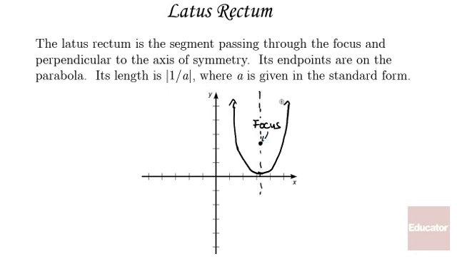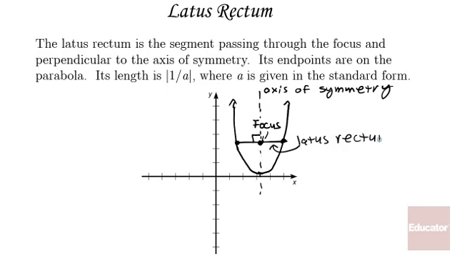So this passes through the focus and is perpendicular to the axis of symmetry. So this is the focus, and here we have the axis of symmetry. That means the latus rectum is going to pass through here, and it's going to be perpendicular to the axis of symmetry. So this line is the latus rectum. The equation for its length is the absolute value of 1 over a, and if you have the equation of the parabola in standard form, then this a is the same a as you'll see in that formula.